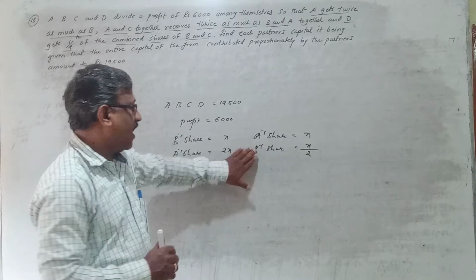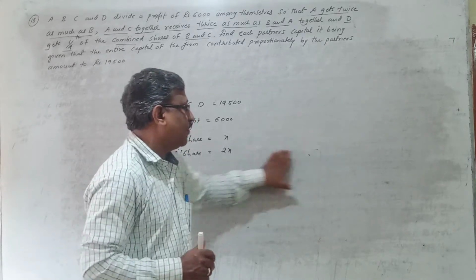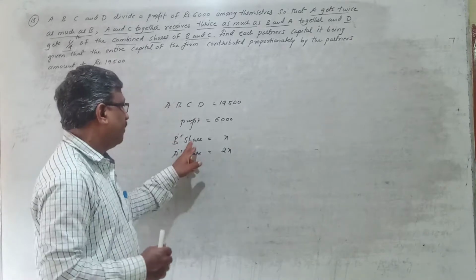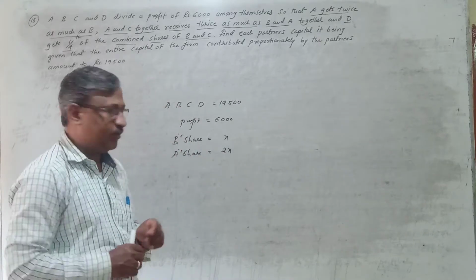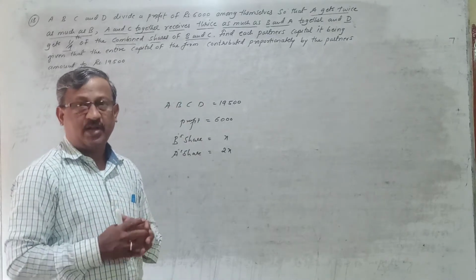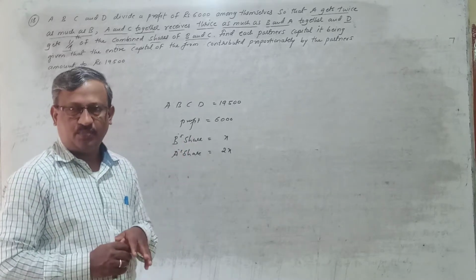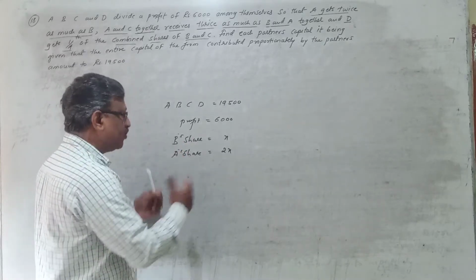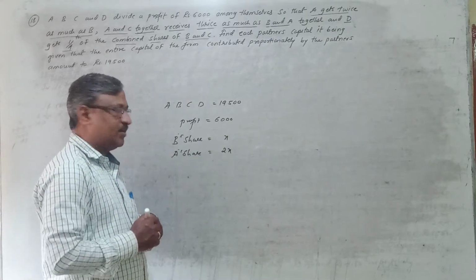So instead of that, I haven't assumed A's share here as X. Instead of assuming A's share as X, I am assuming B's share as X. So again, you should not make it complicated. You must assume the share correctly. You must know whose share you have to assume first, right? You can assume A's share, or you can assume B's share. Just to make things easy, I am assuming B's share as X.